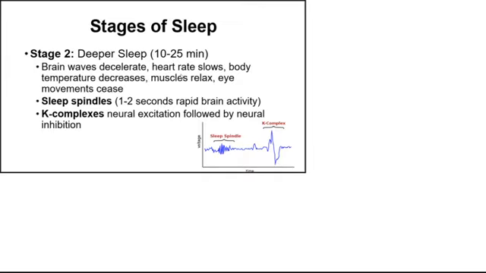But now we also see a K-complex. And this is a period of neural excitation followed by neural inhibition. So we see a really rapid high amplitude firing and then a really low one on the other side and then back to normal. So that's a very quick, intense burst and then back to normal. So those are two things that exemplify our stage 2 sleep.